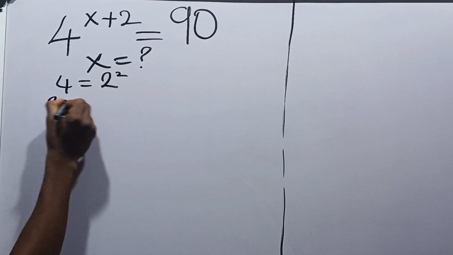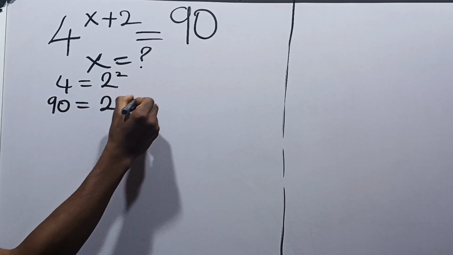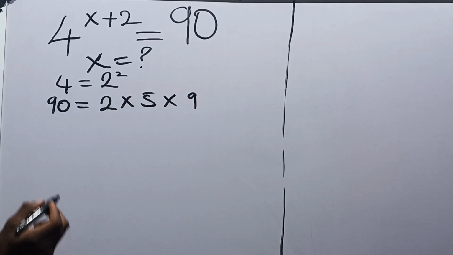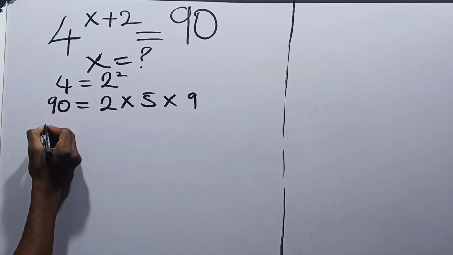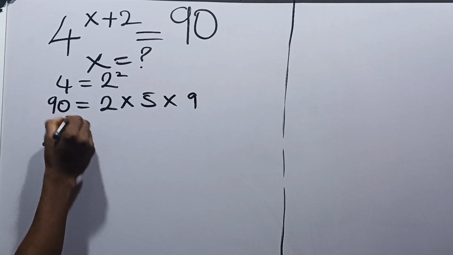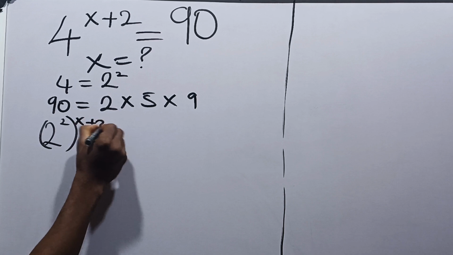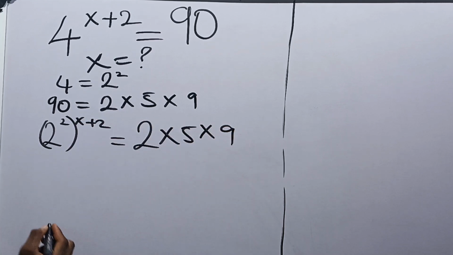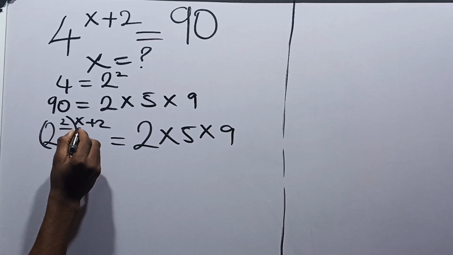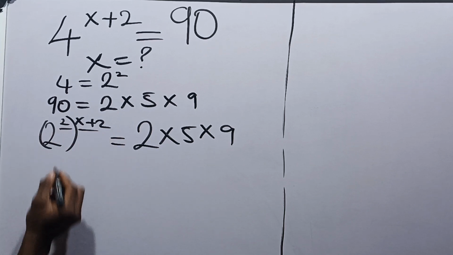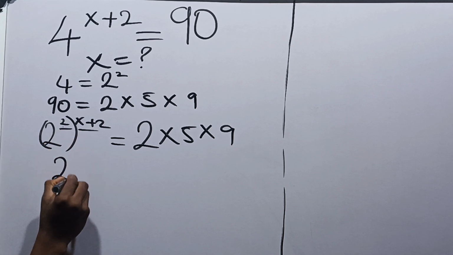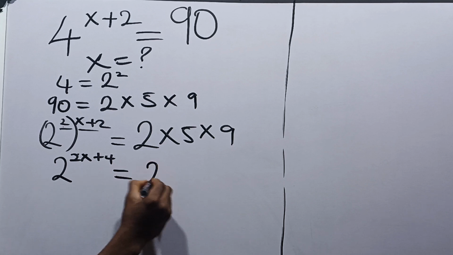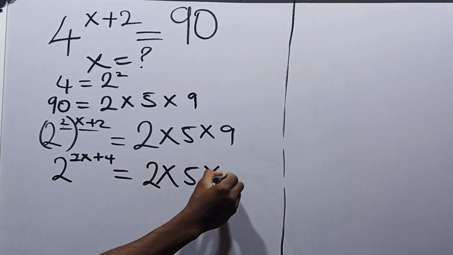And 90 is equal to 2 times 5 times 9. So moving on from here, we can now say that this is 2 raised to power 2, raised to power x plus 2, is equal to 2 times 5 times 9. Now from here we can say when you have this form of an expression, you multiply this with this. So we have 2 raised to power 2x plus 4 is equal to 2 times 5 times 9.